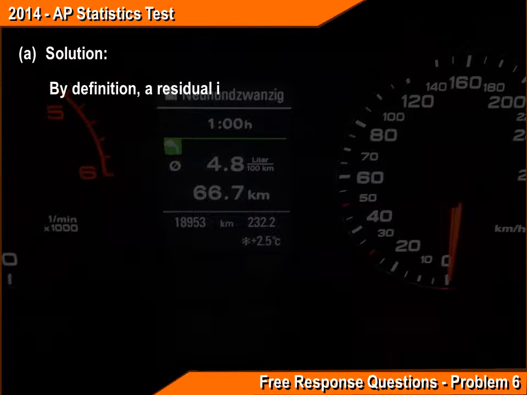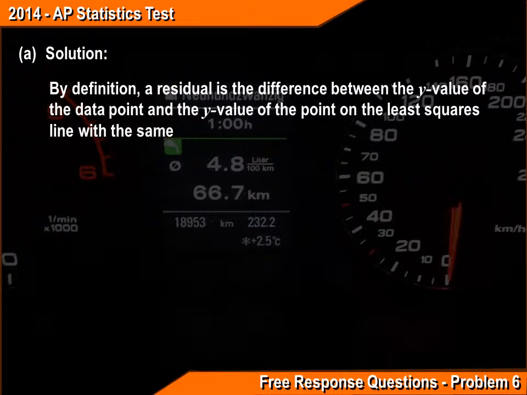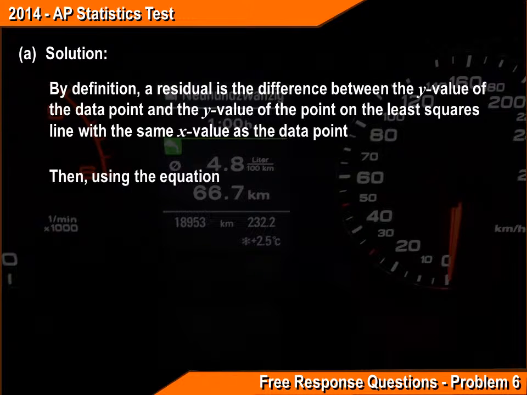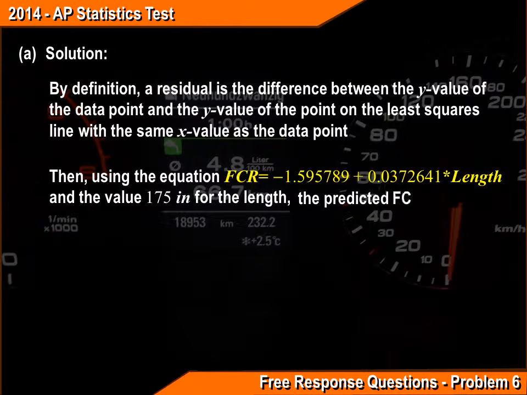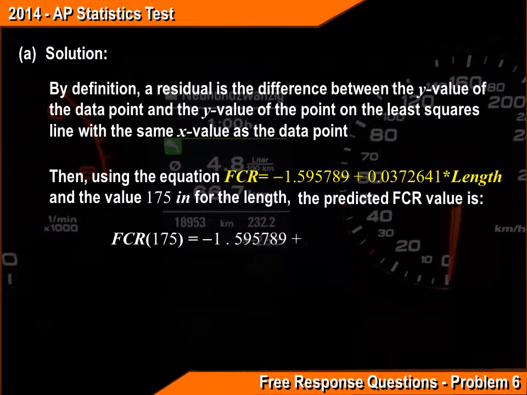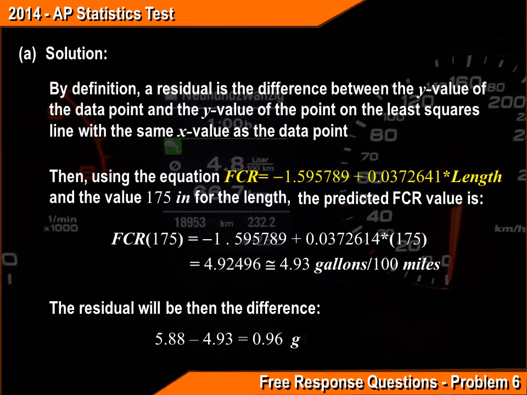By definition, a residual is the difference between the y-value of the data point and the y-value of the point on the least squares line with the same x-value as the data point. Then, using the equation given for FCR and the value 175 inches for the length, the predicted FCR value is approximately 4.93 gallons per 100 miles. The residual will be then the difference 5.88 minus 4.93 equals 0.96 gallons per 100 miles.